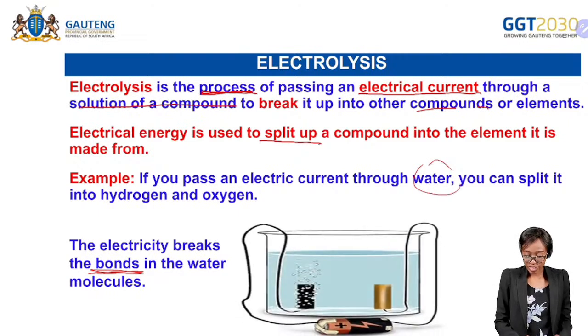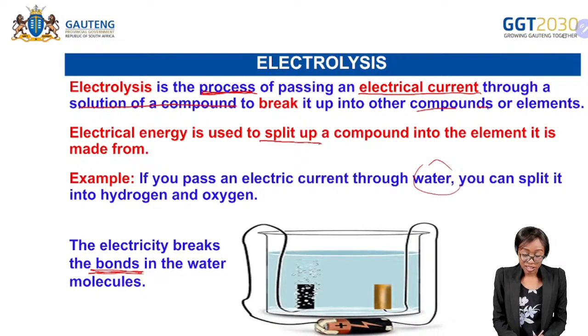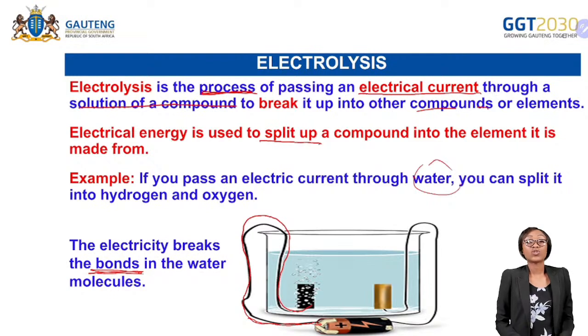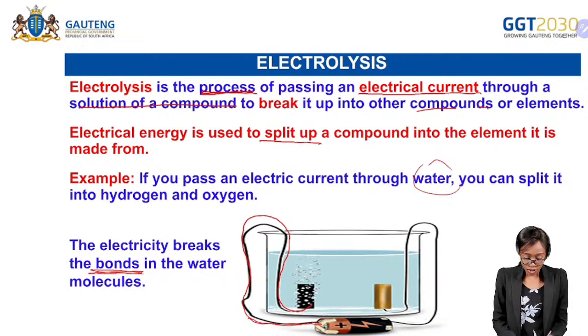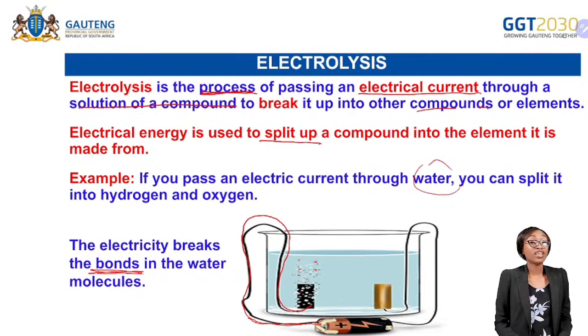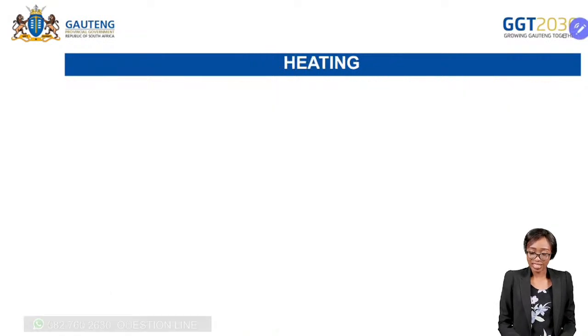I have an example here of an electric current being run. There's a battery here, which is our power source, and the electric current is being run through water to split it into hydrogen and oxygen. You see these bubbles there? That is one of the gases that is being released.